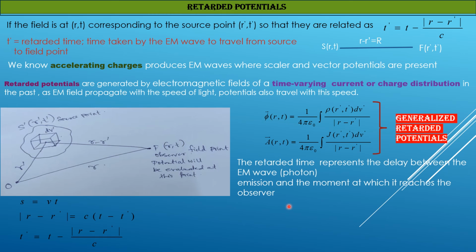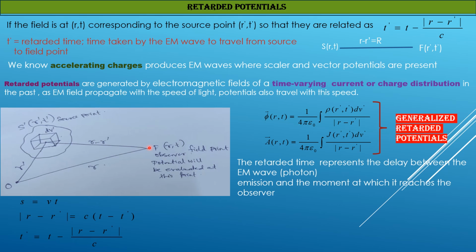For your convenience, I have put it: distance means velocity times time. So the distance traveled is r minus r prime, the velocity is c, and the time is t minus t prime, where t prime is the time at which the wave left the point and t is the time of observation. From there we can easily get t prime, and this t prime is utilized in evaluating the potential at a field point.